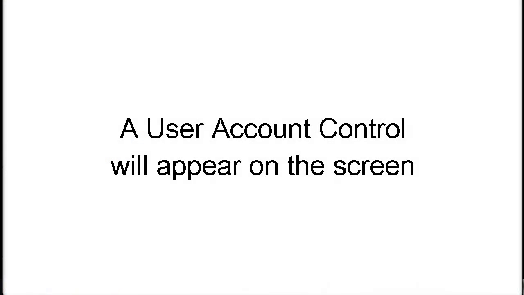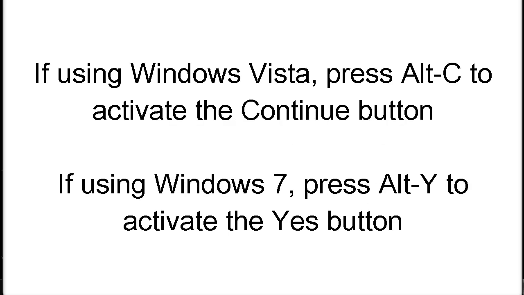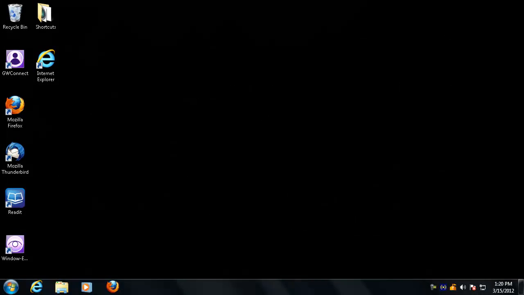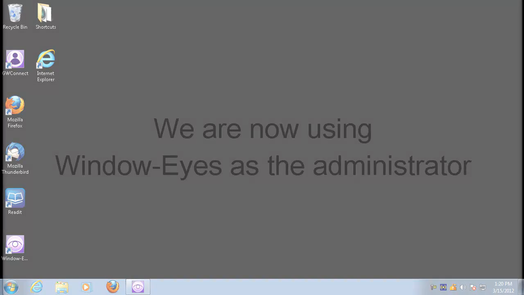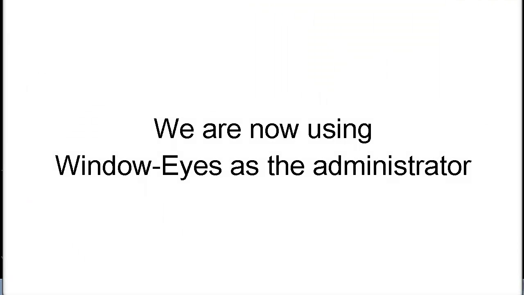We heard a donk sound, and this indicates that there's something called a user account control that appears on the screen. If you're using Windows Vista, you'd press Alt-C to activate the Continue button, but since we're using Windows 7, we're going to press Alt-Y to access the Yes button. Windowize. Start button. So Windowize launched, and we're now using Windowize as the administrator.